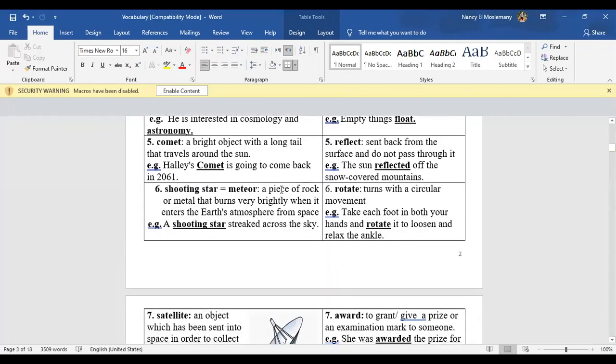Number 5, we have the word comet. We discussed the comet in the previous video, and we said it's a bright object with a long tail that travels around the sun. And number 6 was discussed also in the previous video, a shooting star or a meteor. It's a piece of rock or metal that burns very highly when it enters the Earth atmosphere from space, and that's why we see it very shiny.